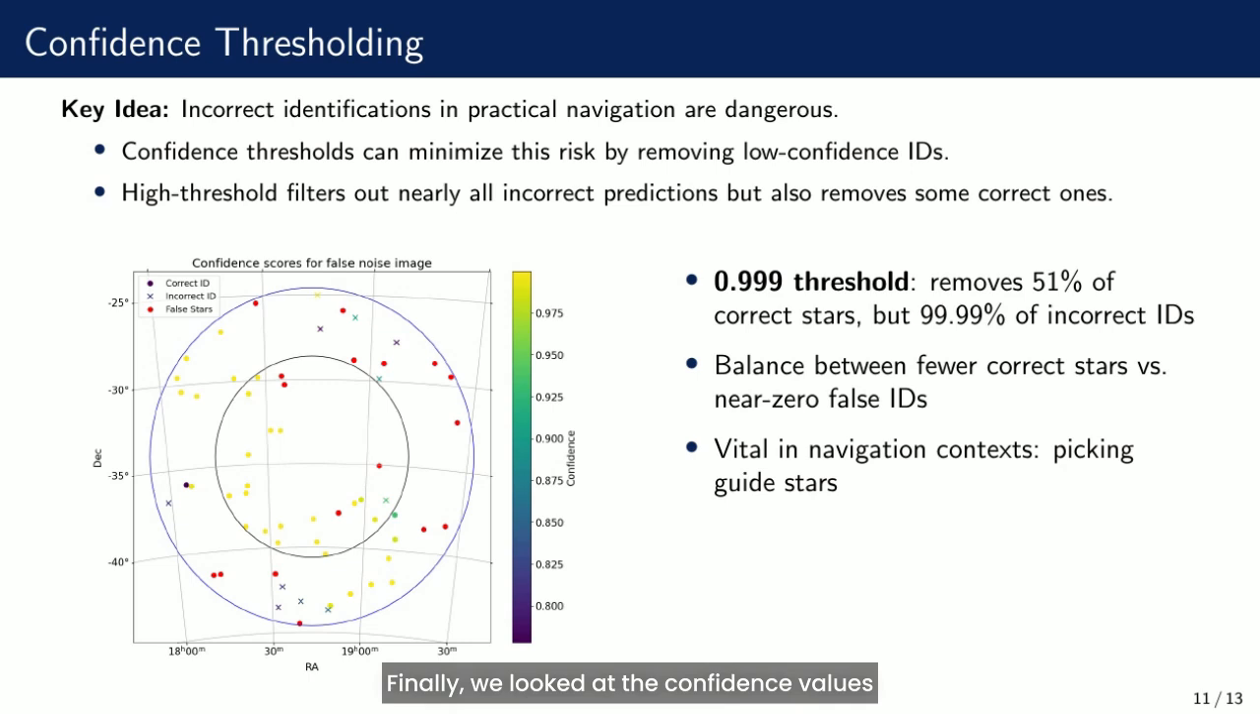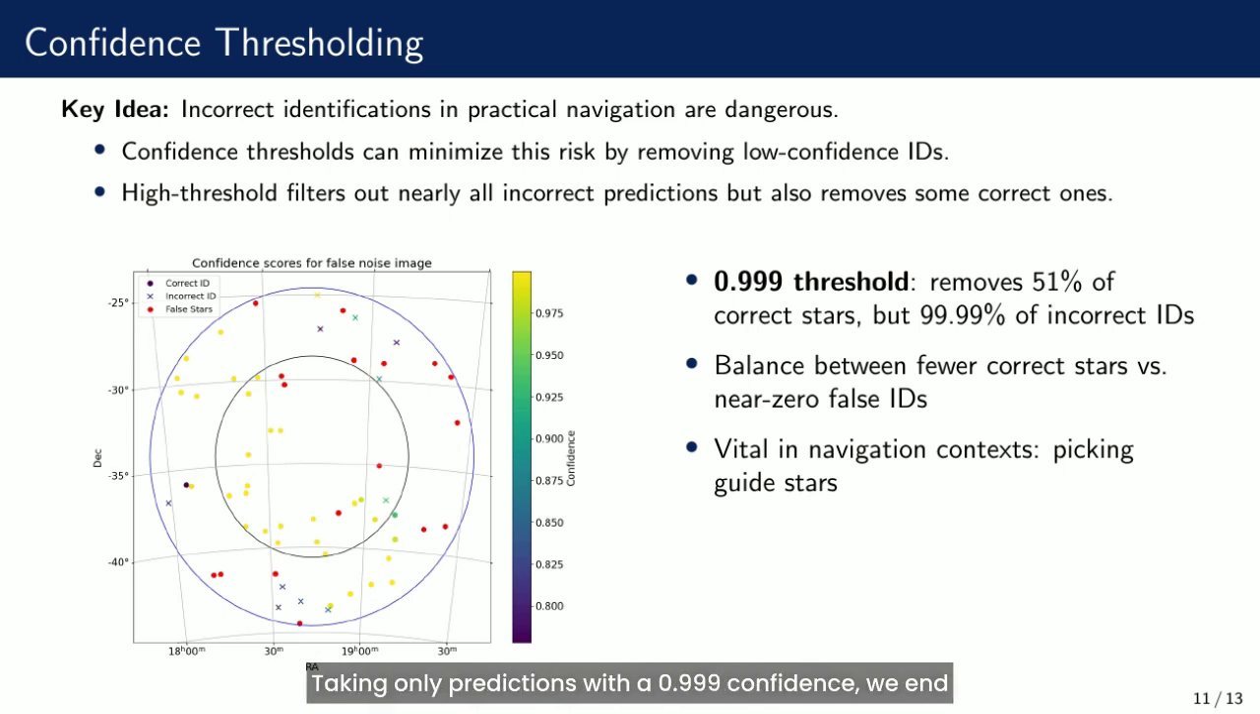Finally, we looked at the confidence values from the model and how thresholds can be used to improve the system. In navigation, taking an incorrectly identified star as a guiding star is potentially disastrous. So we show that as each star is output with a confidence, or the probability of belonging to that identity, we can use thresholds to filter out the least confident predictions.